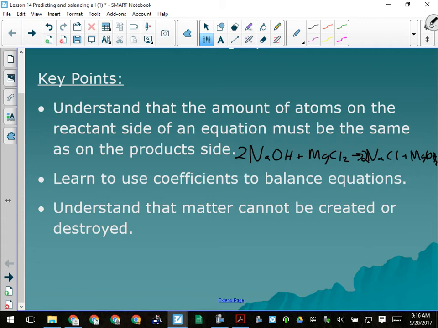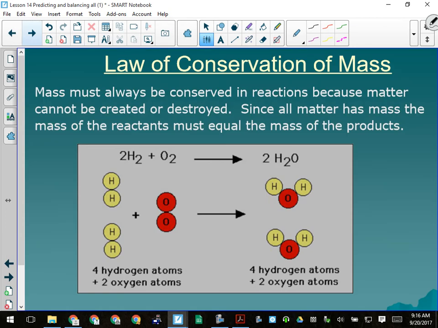All right, and then obviously understand the law of conservation of mass. You can't create matter, you can't destroy it. The law of conservation of mass says that mass is always conserved in a chemical reaction, in any kind of reaction, actually. Even in a nuclear reaction, mass is still conserved, right? The same number of particles exist before and after, in any kind of reaction.